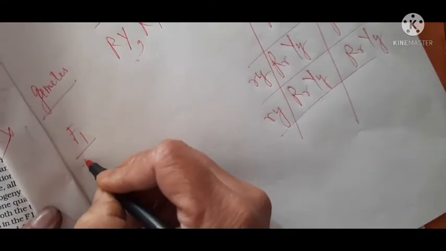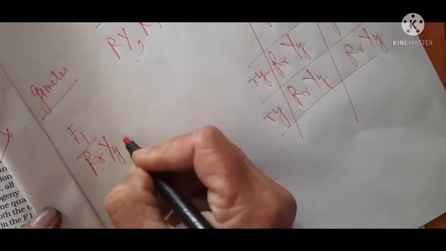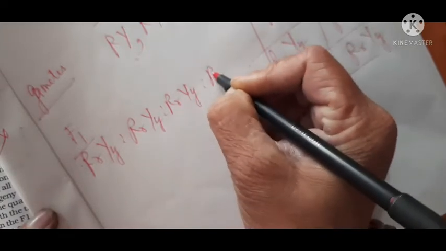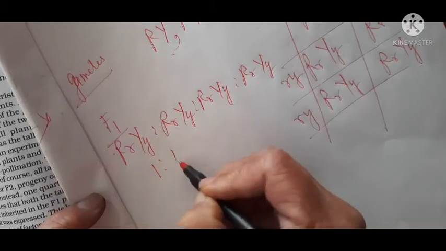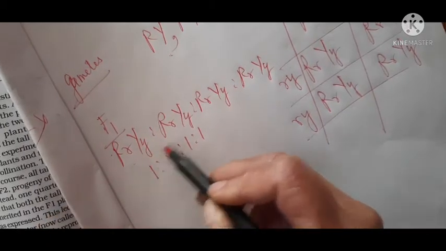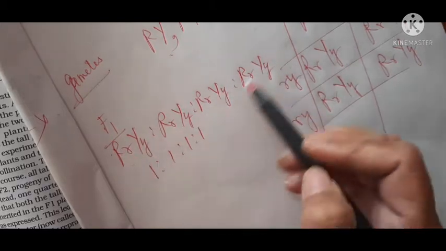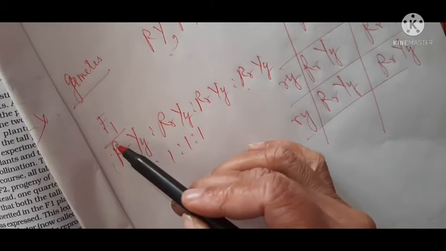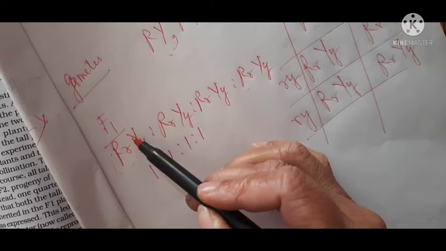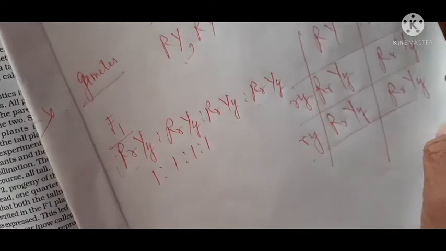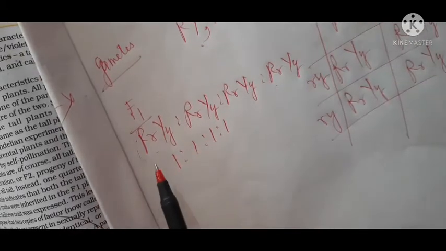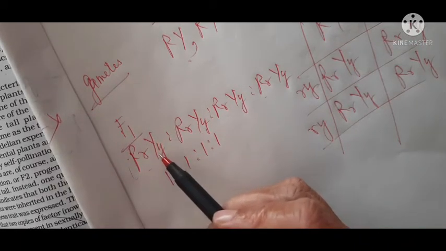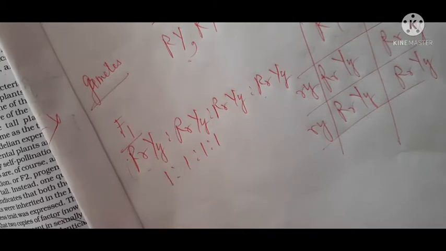So in the F1 generation we will get RrYy is to RrYy is to RrYy is to RrYy. Here the ratio is 1 is to 1 is to 1 is to 1. If four plants are obtained, all four plants will have the dominant trait. Here all four plants have a round pod shape and yellow color. Just remember, in the monohybrid cross and in the dihybrid cross, the F1 generation has the dominant trait, but it also has the recessive gene. This recessive gene is not expressed in the F1 generation, but it is expressed in the F2 generation.